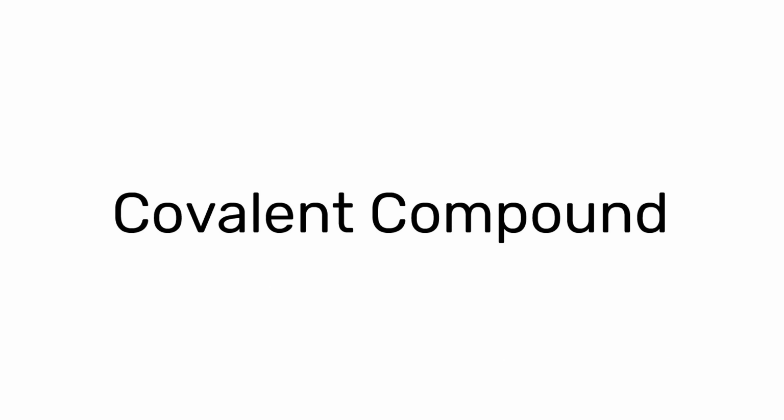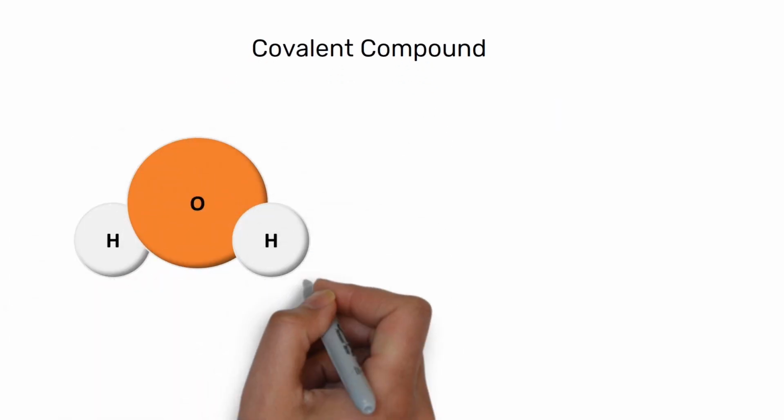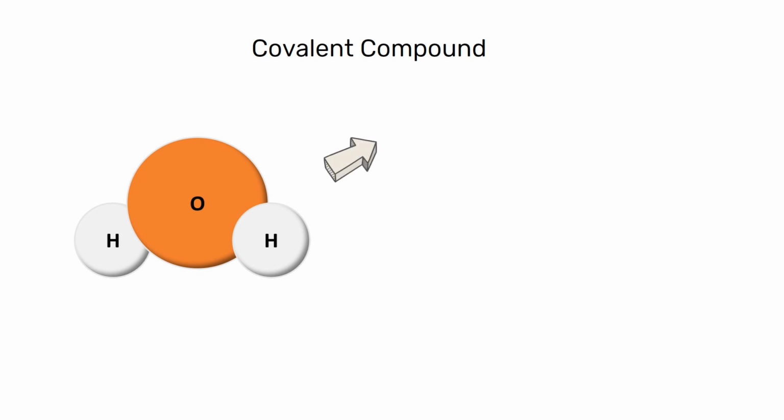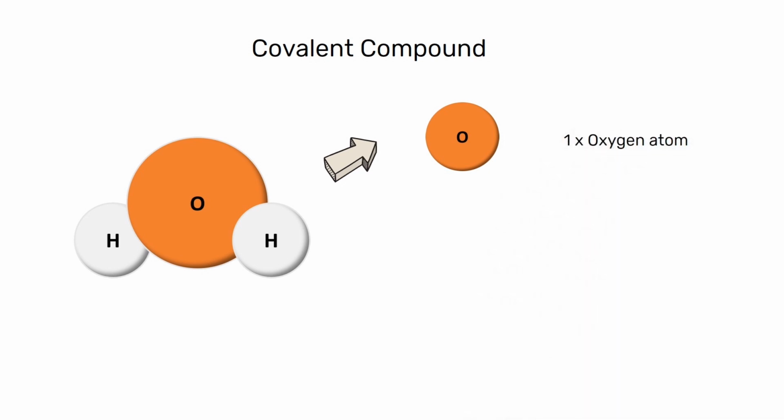So for covalent compound, we take a look at this example, which is water, H2O. It is made up of 1 oxygen atom and 2 hydrogen atoms.